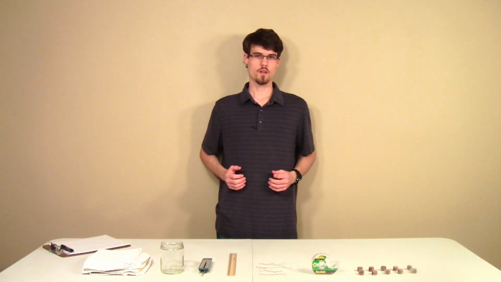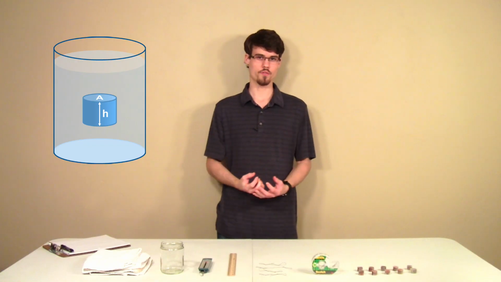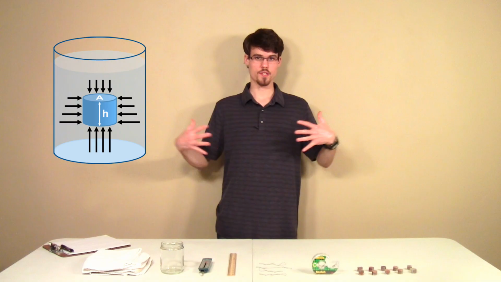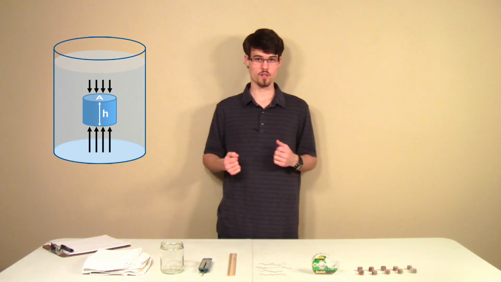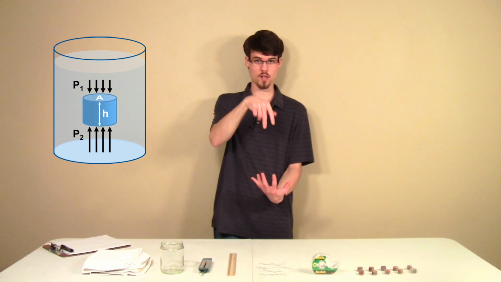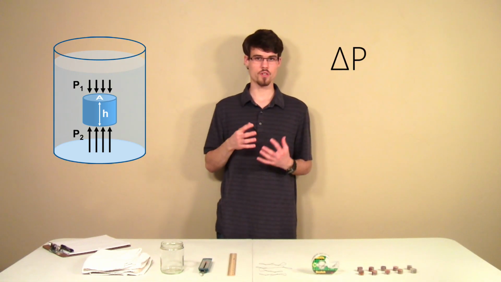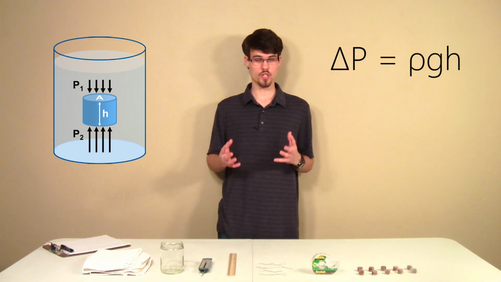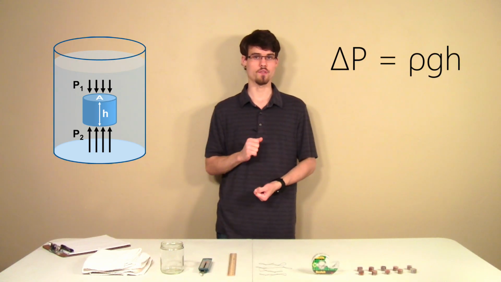In today's lab, we're doing an experiment with Archimedes' principle. When an object is submerged in a fluid, there's going to be fluid pressure that presses in on all sides of that object. The pressure on the sides is the same, so it cancels out. But the pressure on the top and bottom is different. There's more pressure on the bottom than on the top, and so this difference in pressure is equal to rho g h. Rho is the fluid density, g is gravity, and h is the height of the object.